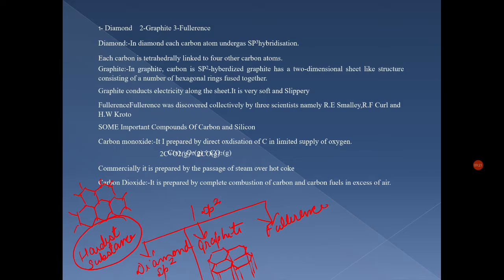Graphite cleaves easily between the layers, and therefore it is very soft and slippery. For this reason, graphite is used as a dry lubricant in machines running at high temperature, where oil cannot be used as a lubricant. It is a good conductor of electricity. It is a good conductor of heat.